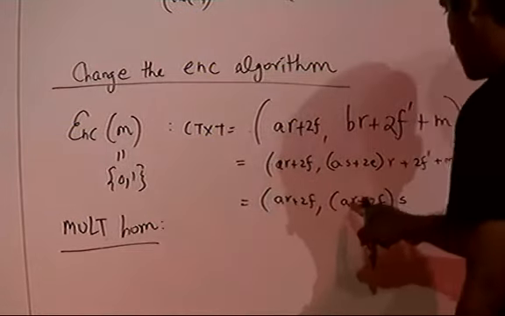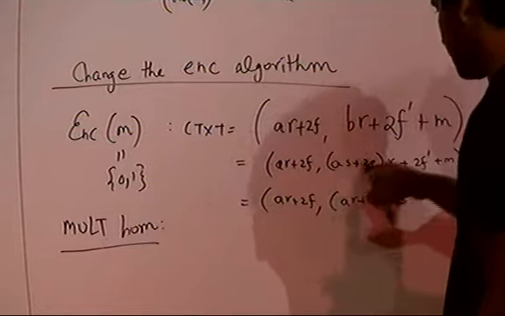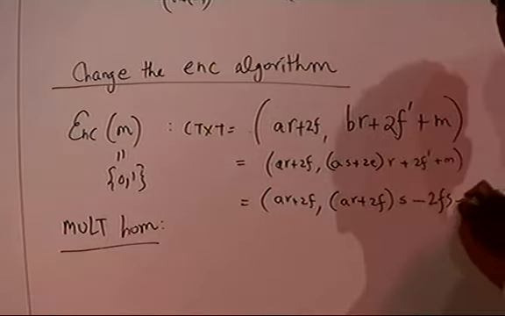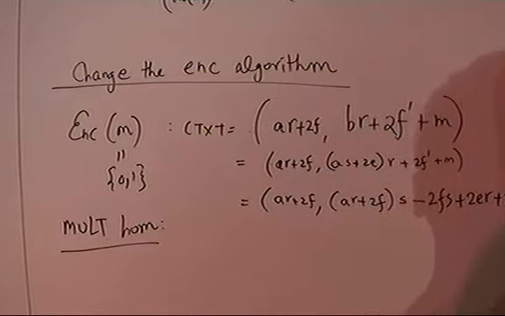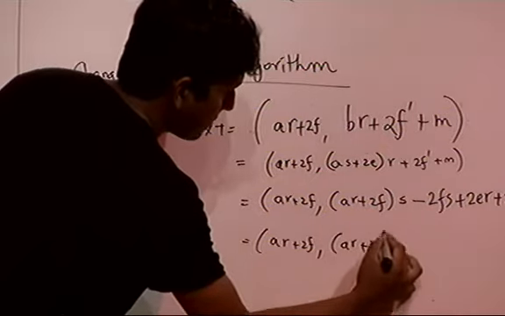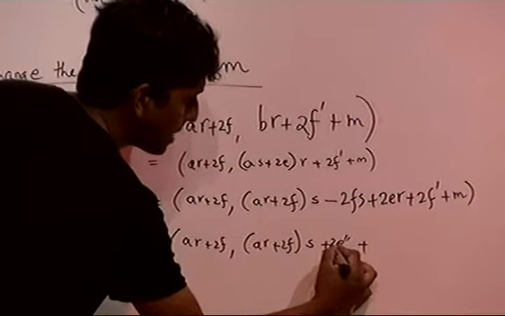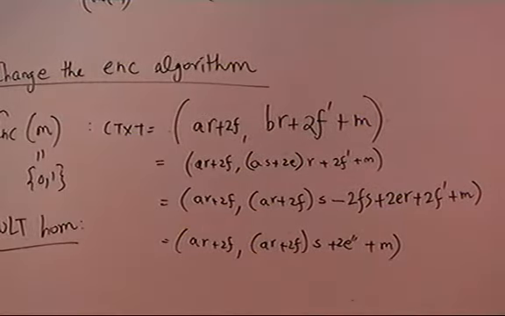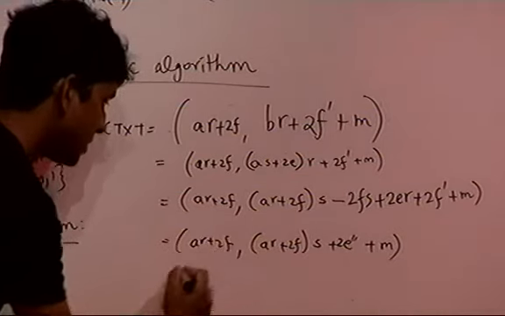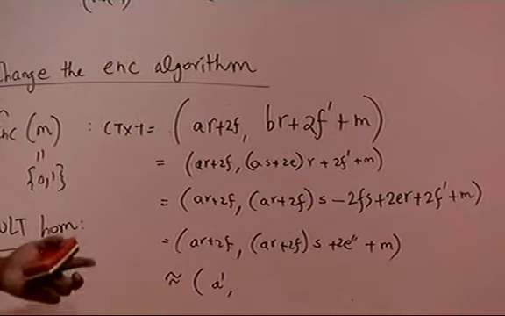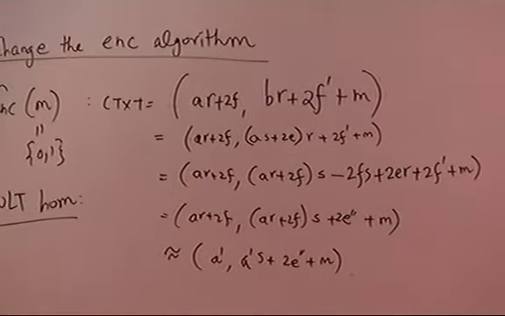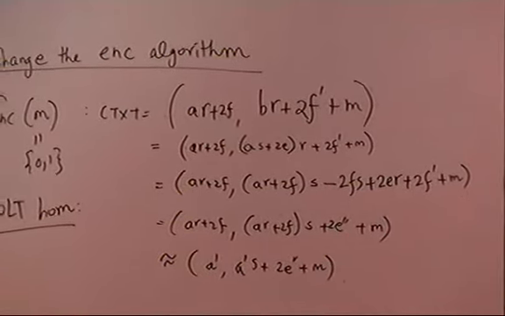So I can write this down as AR plus 2F times S. The AR times S term comes up here. I added a 2 times F times S term, which does not appear here, plus 2 times E times R, plus 2 times F prime, plus the message. The bottom line is that this looks like AR plus 2F times S, plus some error, plus 2 times an error, plus the message. Now, what is A times R plus 2F? This is computationally indistinguishable from a uniformly random vector. So this looks like A prime times S plus 2E double prime plus the message. Structurally, this is what it looks like.